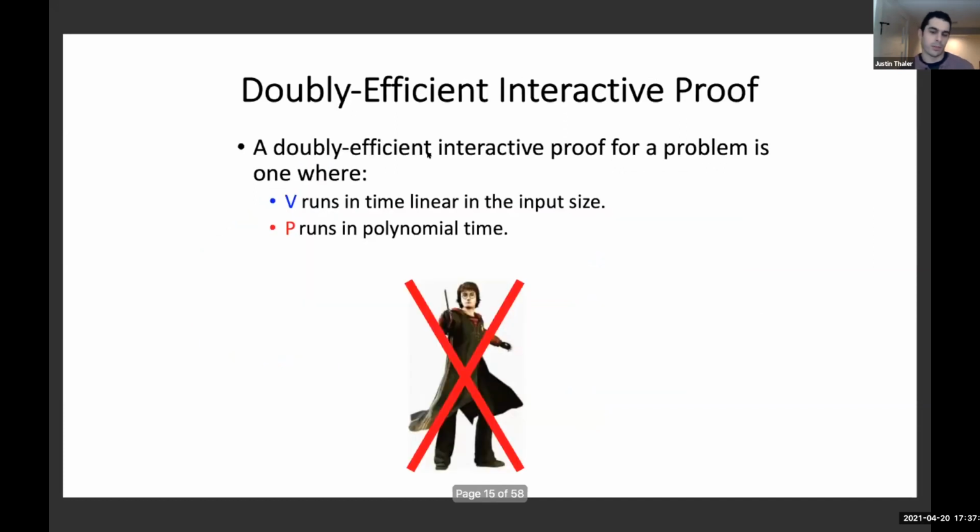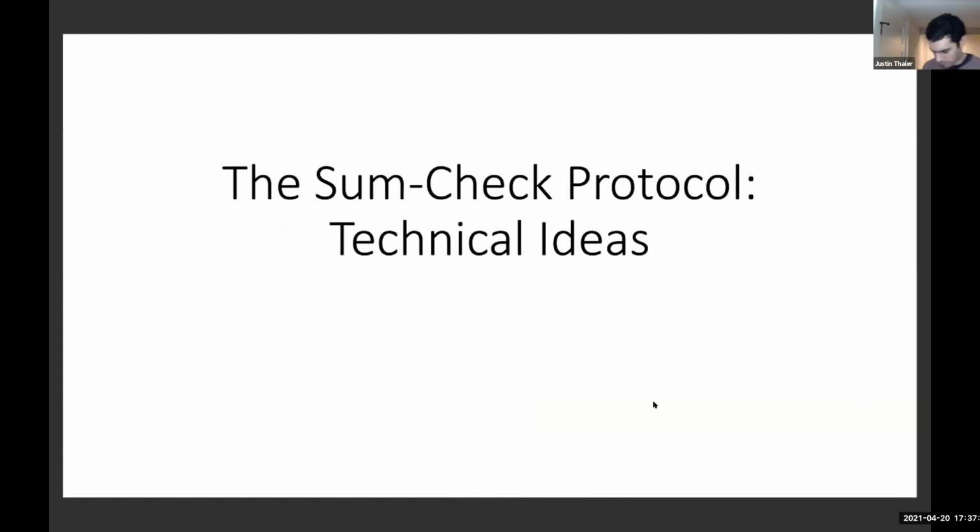Okay, so the sumcheck protocol is particularly useful for designing what are called doubly efficient interactive proofs. These are interactive proofs where the verifier runs about as fast as you could possibly hope for. So the verifier essentially just reads the input and doesn't do much extra work on top of that. And then the prover, we insist, should run in polynomial time. Ideally, the prover will just compute the answer and then do a little bit of extra work to prove that the answer is correct.